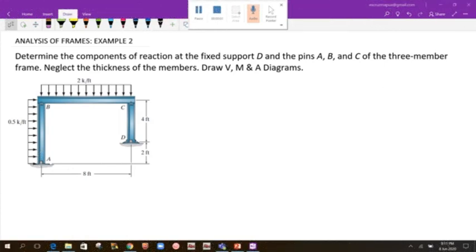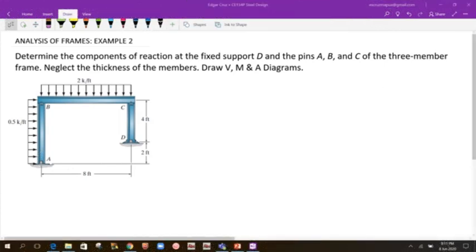Okay, so let us solve this problem, analysis of frames, for example number 2. Determine the components of the reaction at the fixed support D, and the pins at A and C of this three-member frame. Neglect the thickness of the members. Draw the shear, moment, and axial diagram as well.